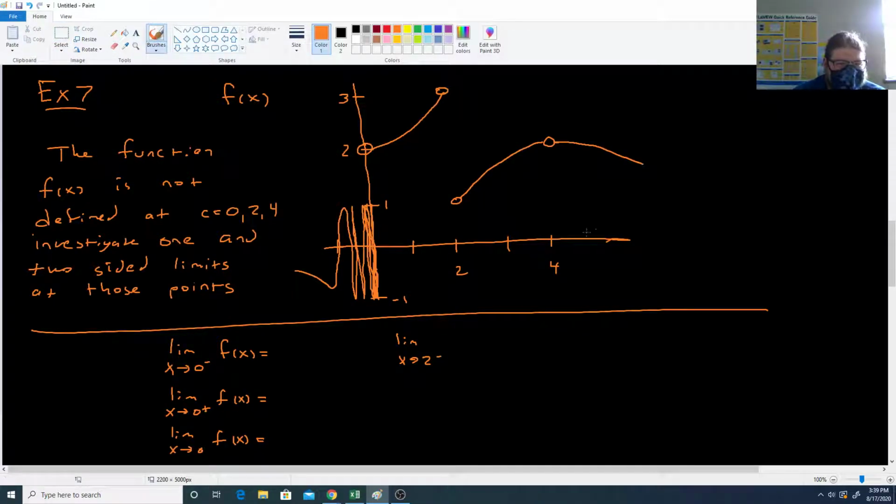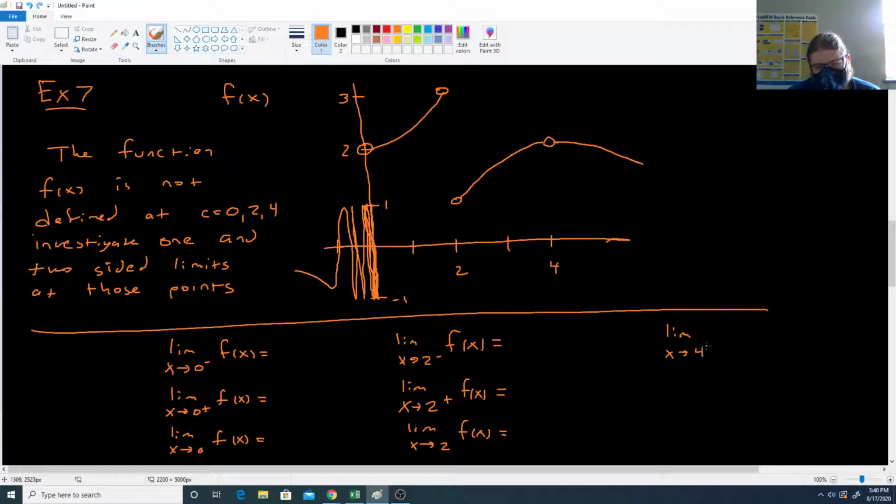So what's the limit as x approaches 2 from the left of the function? What's the limit as x approaches 2 from the right of our function? What's the two-sided limit? Then we want to do the same thing for 4: the limit as x approaches 4 from the left of our function, the limit as x approaches 4 from the right, and the limit as x approaches 4.